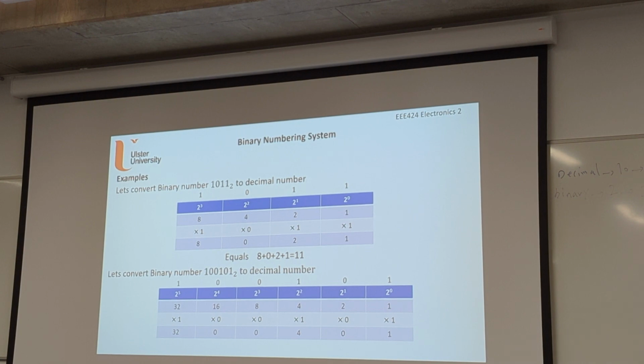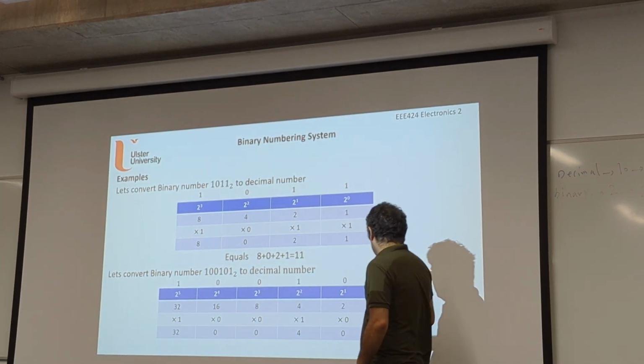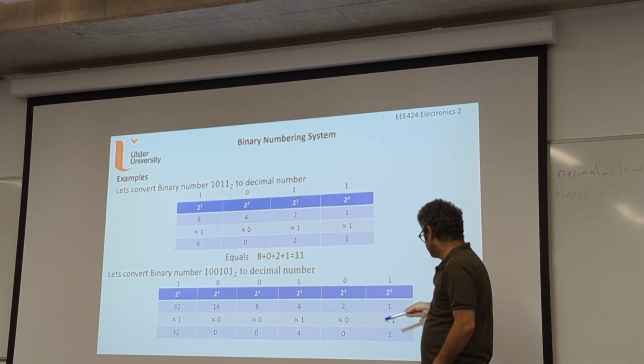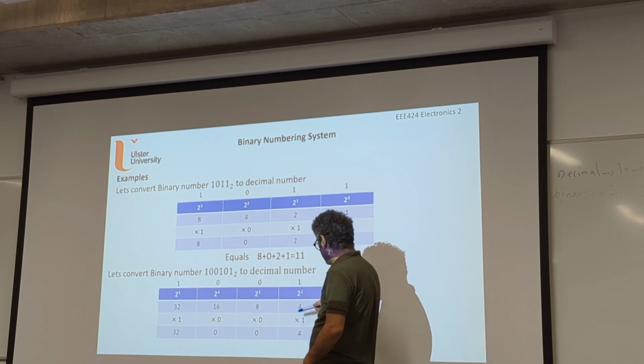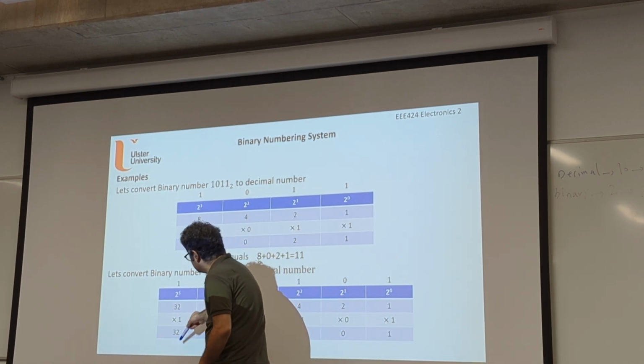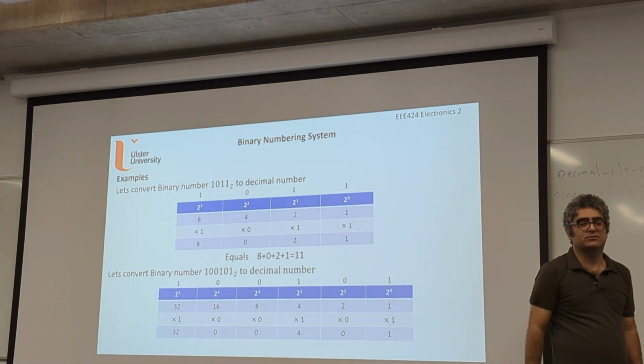So we do the same. You see, from the right: 1, 0, 1, 0, 0, 1. Then 1, 2, 4, 8, 16, 32. 1 times 1, 1. 0 times 2, 0. 1 times 4, 4. 0 times 8, 0. 0 times 16, 0. 1 times 32, 32. Then we add 32 plus 4 plus 1. 37, as your friend found.